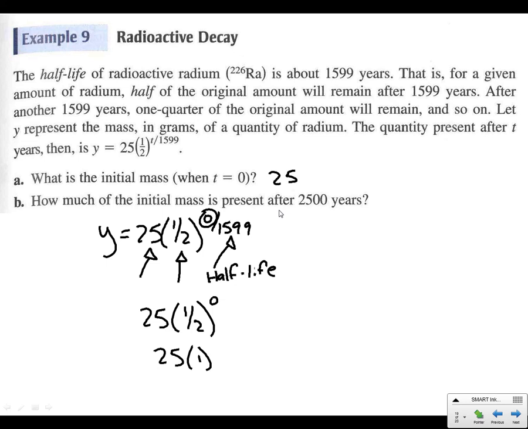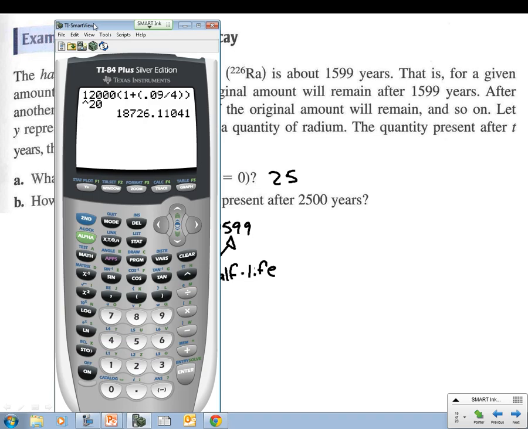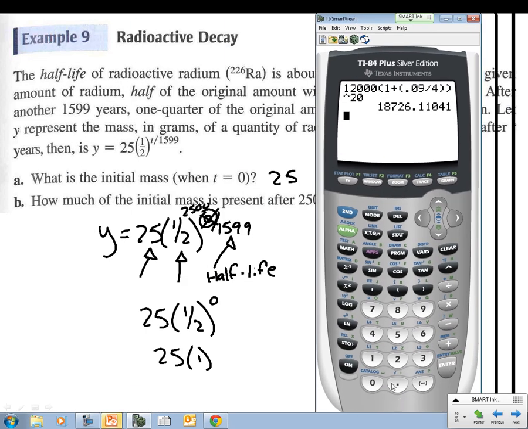All right? And then the second thing we could plug into our calculator, instead of 0 here, we would change it to 2500. So let's see what we get. 25 times 0.5 to the, in parentheses, 2500 over 1599. If you get your parentheses right, you're going to get the problems right. 8, okay? So how much of the initial amount is left? We started with 25, and now 8.4 is left over.